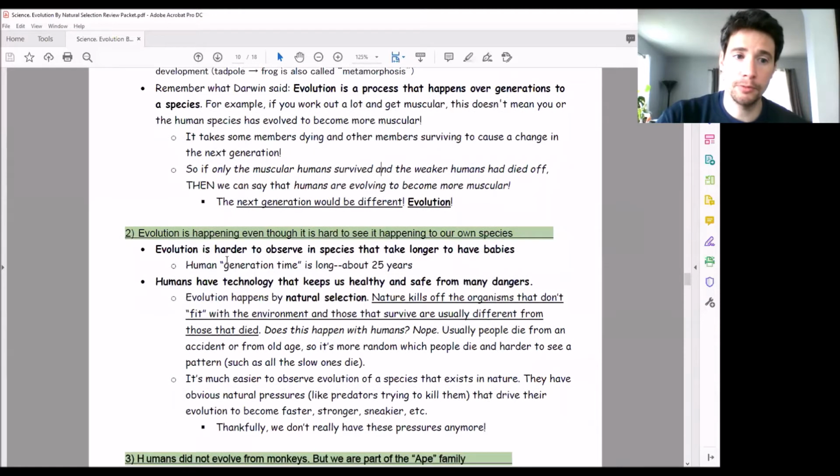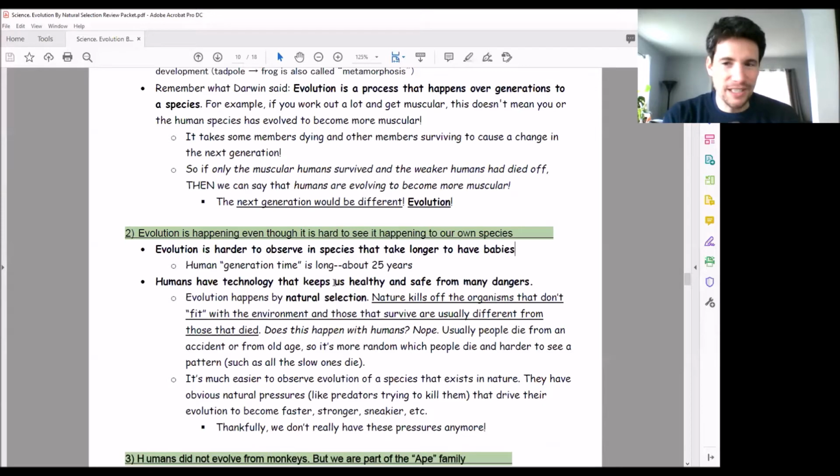So that's the first one, right? Individuals can't evolve. The second thing is that evolution is happening, even though it's hard to see it happening in humans, in our own species. So evolution is hard to observe in species that take longer to have babies. We call that the next generation, right? It takes about 25 years for humans to really grow up and create the next generation of organisms that can reproduce themselves.